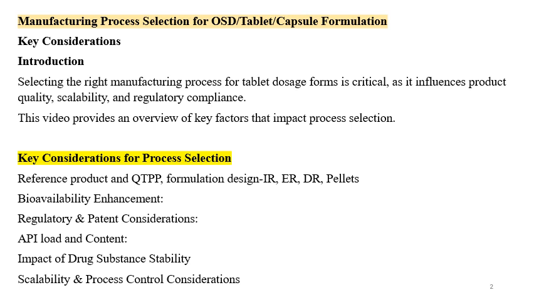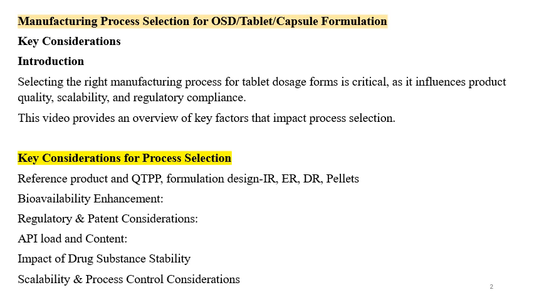Whenever you want to develop a formulation like tablet or capsule, always know that the manufacturing process should be right as it will impact the safety, efficacy and quality. The formulation products are required to be stable with bioavailability, bioequivalence and the manufacturing process should be robust. So manufacturing process influences product quality, scalability and the regulatory compliance. This video is for the overview of manufacturing process selection.